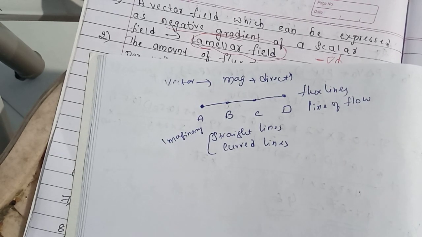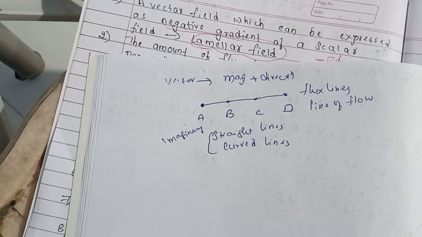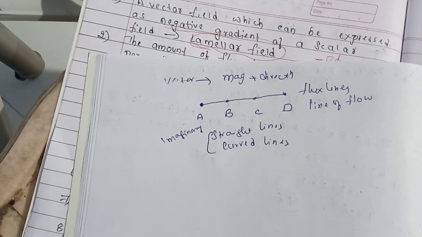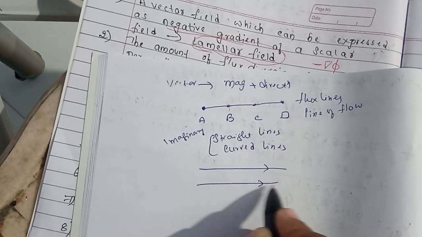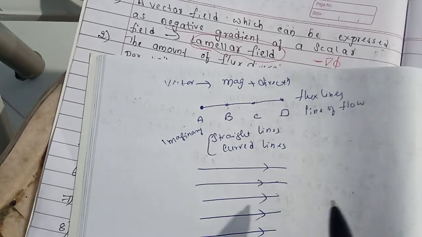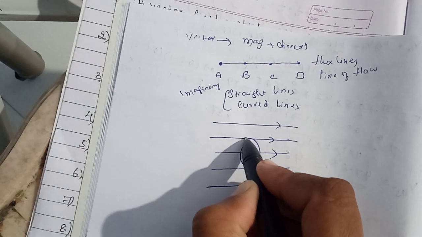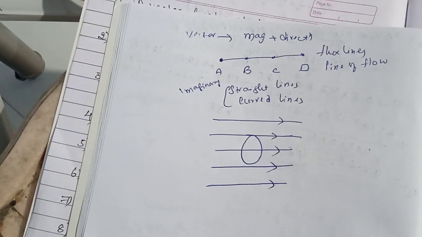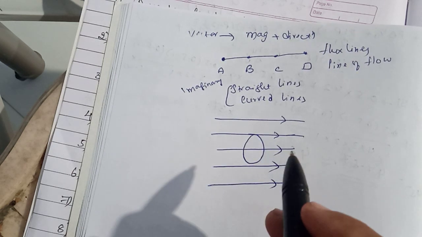So an imaginary line drawn along the path travelled by a physical quantity or a vector quantity. Here the physical quantity we are taking is a vector. We call it flux lines. Now let us assume these are the flux lines. They have a particular direction, then only we can call it a vector. Now perpendicular to the flow of flux lines, I assumed an area.